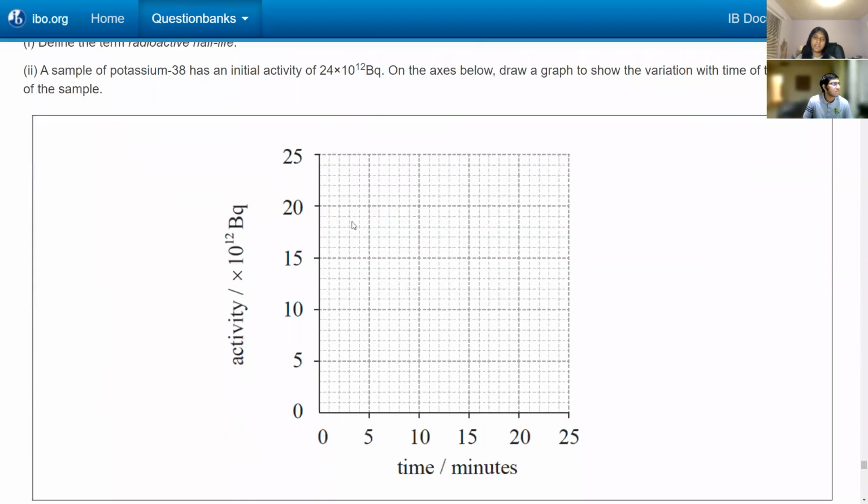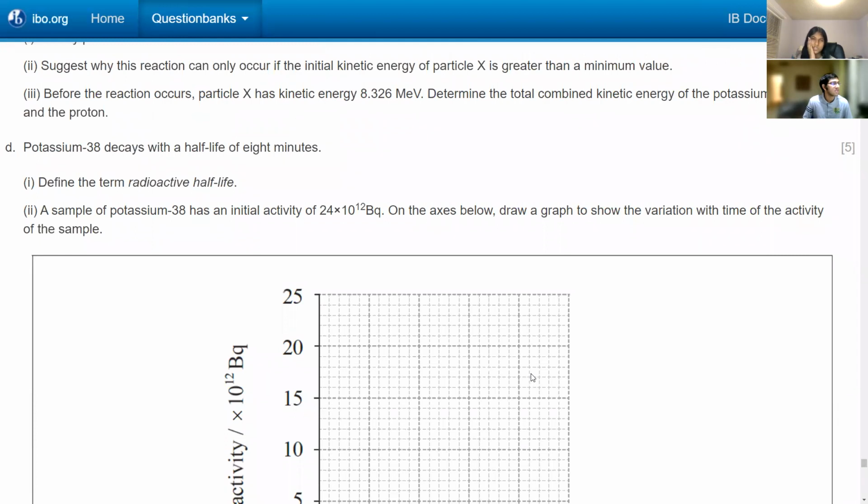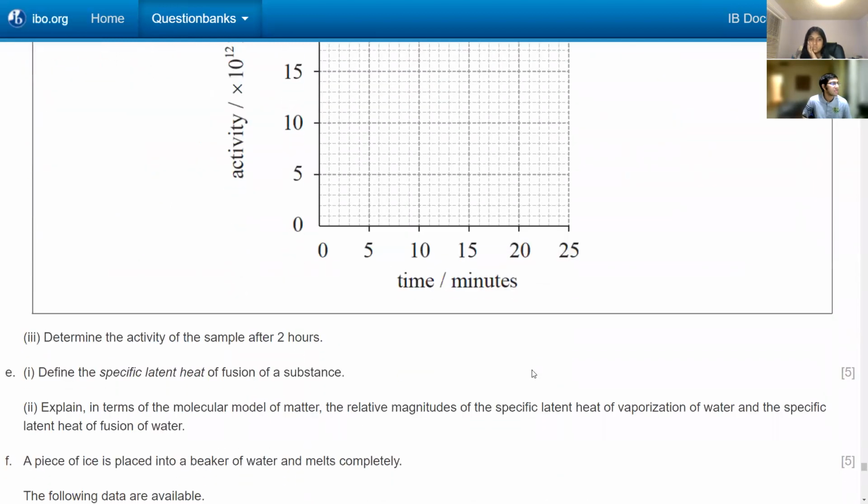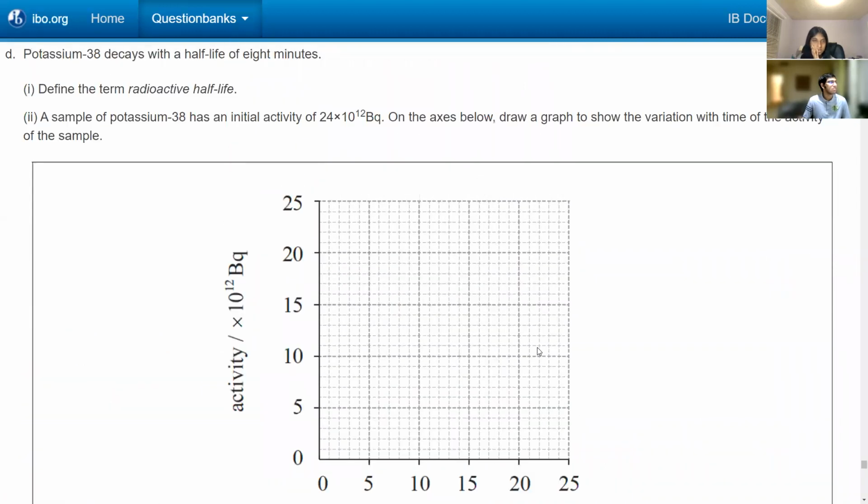Yeah, you just do half. 24, half of, yeah, okay. We've done this one. Determine the activity of the sample after 2 hours. That's just... What was the half-life again? 8 minutes. Oh, okay. So yeah, you just do that.